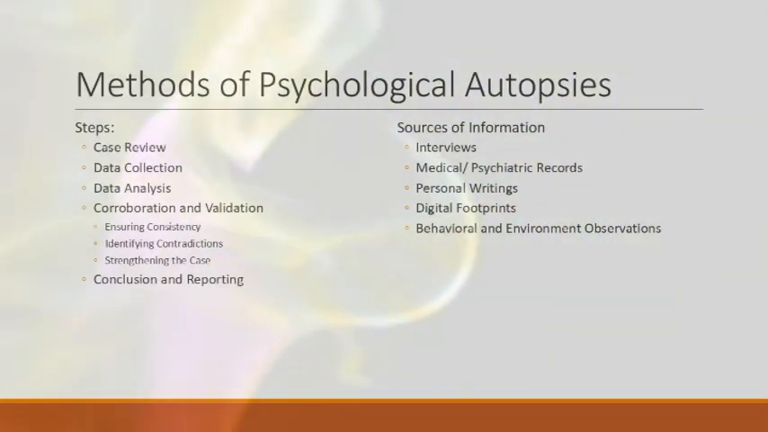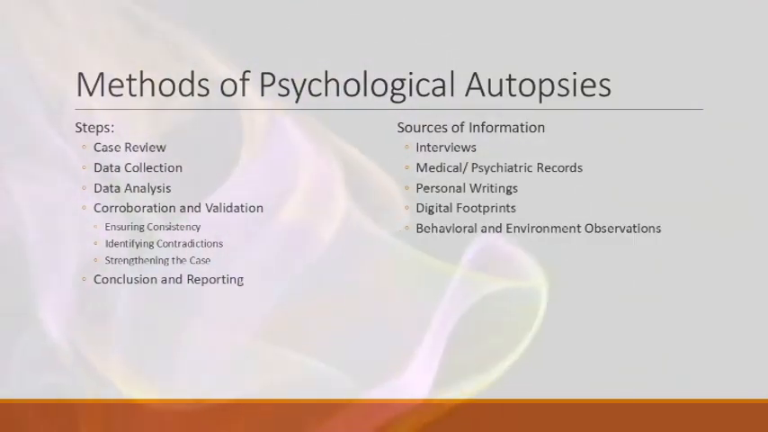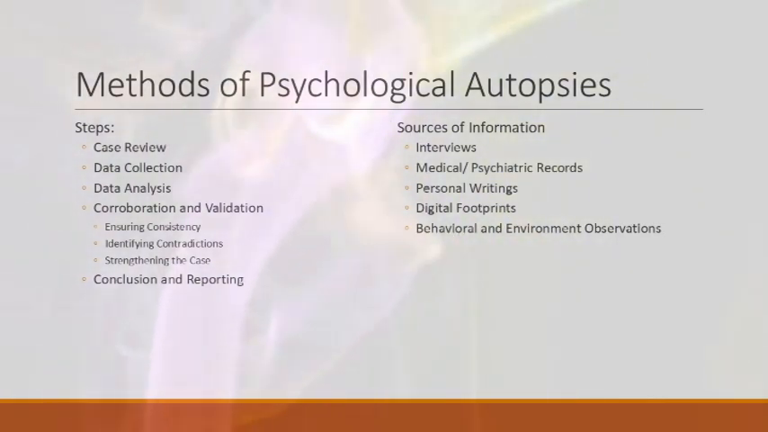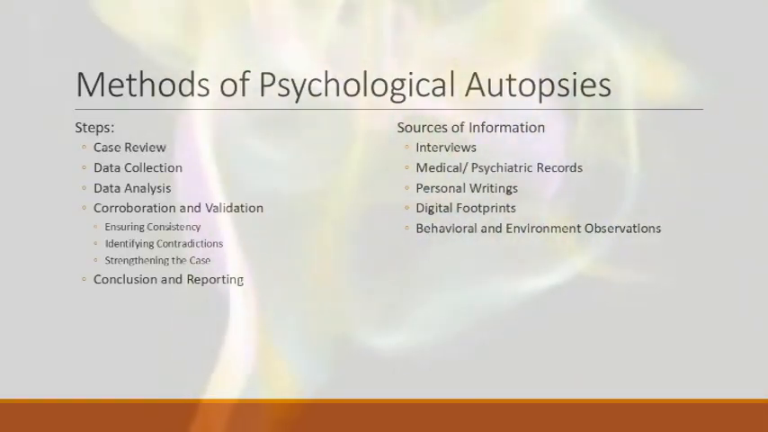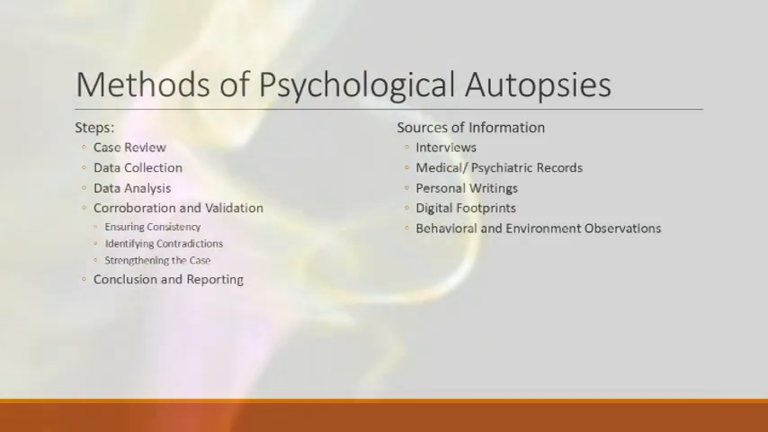Then we go into data collection, which is, once you've reviewed the case, you go out and try to get as much other data as you can. And this might involve gathering information from a variety of sources to try to piece together the psychological profile of the deceased. Of course, I've already mentioned several times the main sources of data. You want to go talk to people, you want to review medical records, you want to review anything that they have written, their digital footprint, that sort of thing.